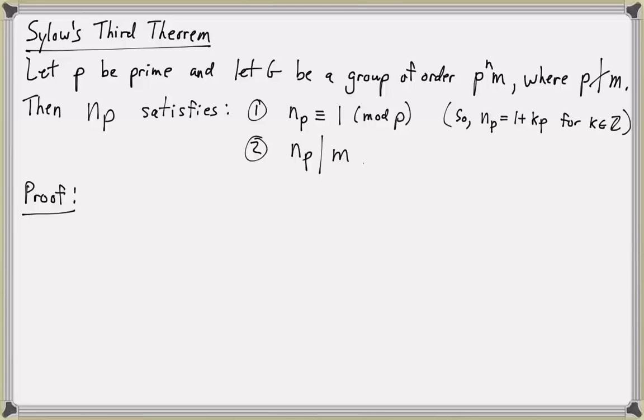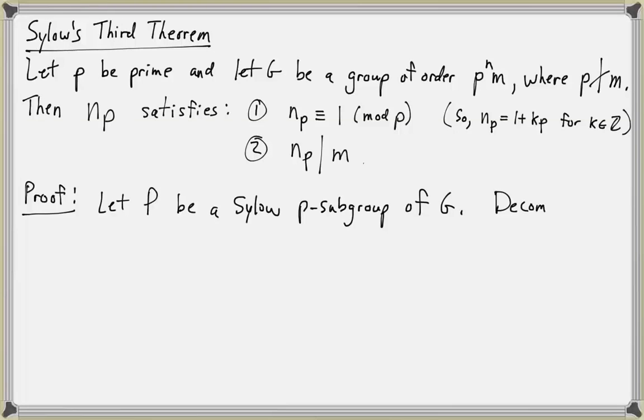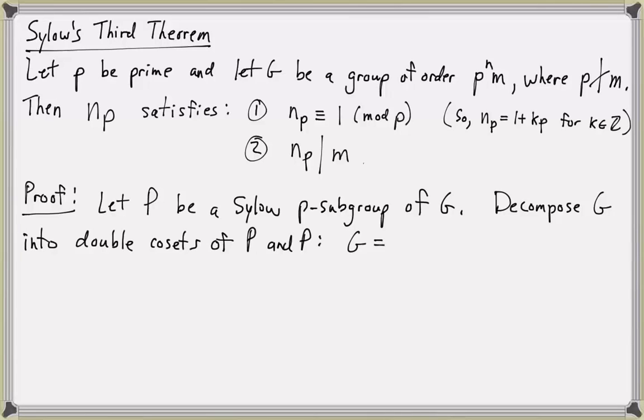So for our proof, let's let capital P be any Sylow P subgroup of G. We're going to use double cosets of P and P. So let's decompose G into double cosets of P and P. So that is, I can write G as the union over distinct double cosets PXP.